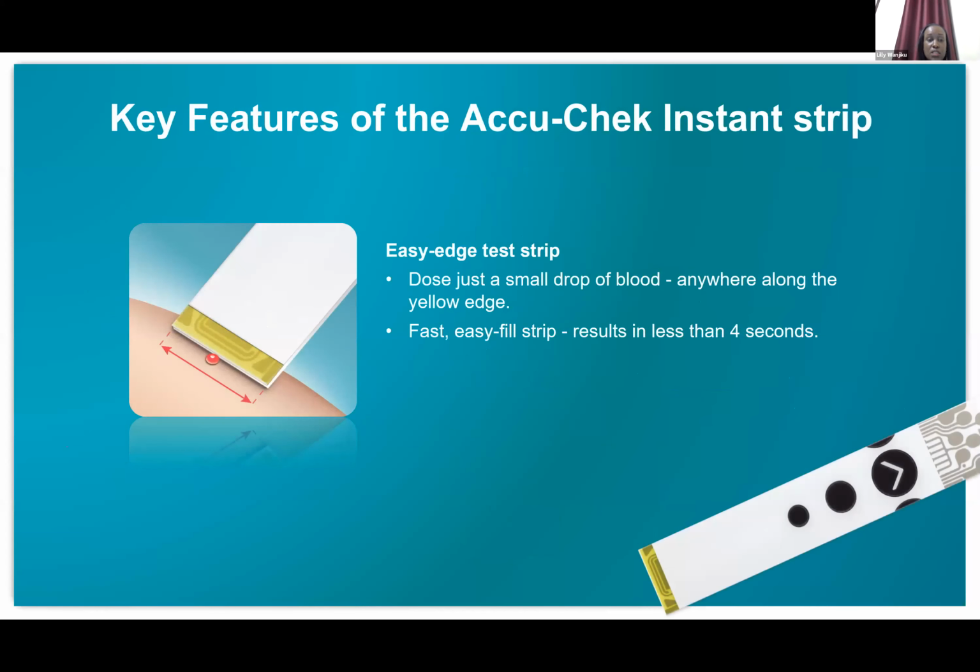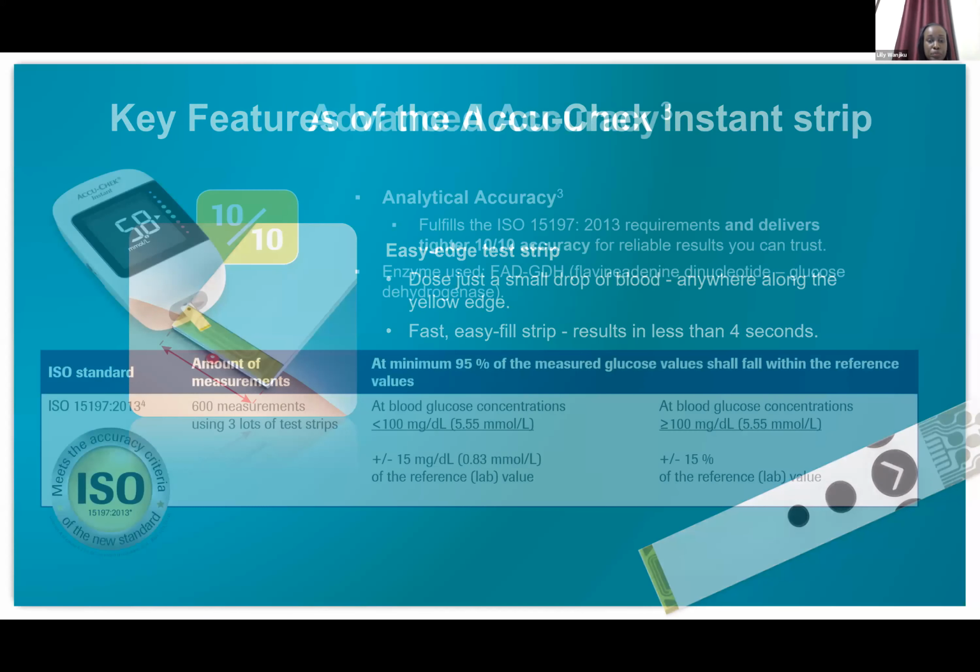So in terms of the strip also, if you look at the size of the strip, we actually say that it has the widest dosing area. So if you look at the yellow part, the patient can actually dose or apply blood from any area of the yellow part, whether it's the lower side or the sides. So it's easy and it feels very, very fast. And within less than 4 seconds, the patient is able to see their glucose reading.